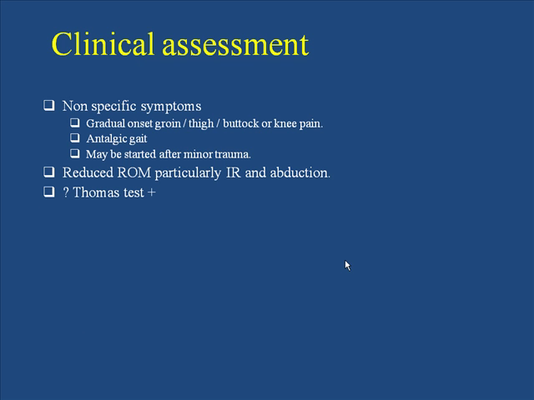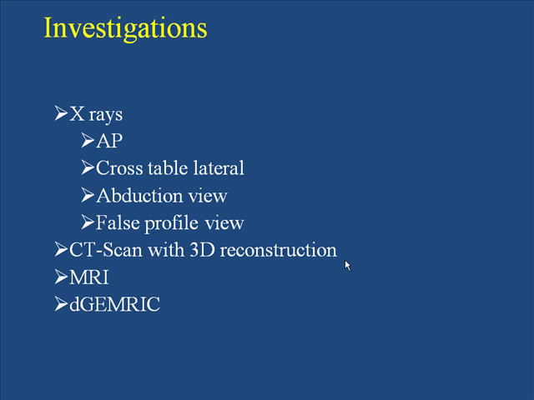Thomas's test may be positive or negative, and there's a positive Trendelenburg test. There might be a leg length discrepancy, and you start investigating them. Get an X-ray, AP, cross table lateral, abduction view to see how much coverage you get on the head. This would help you to decide if a rotational osteotomy would help.